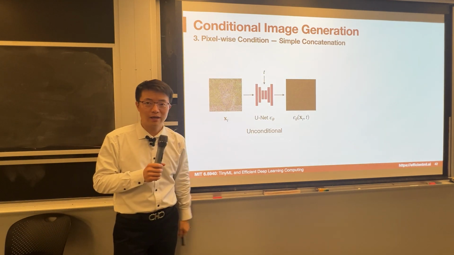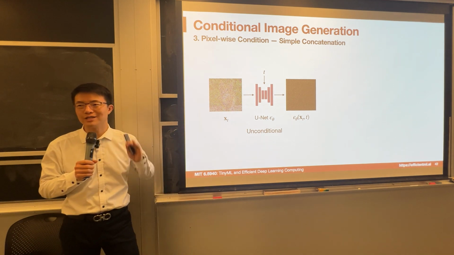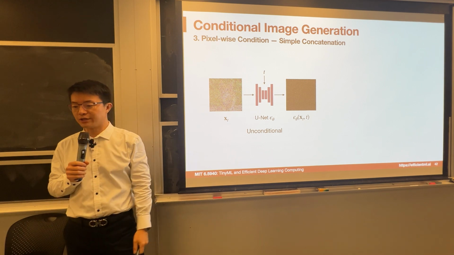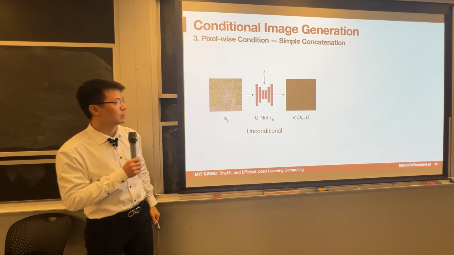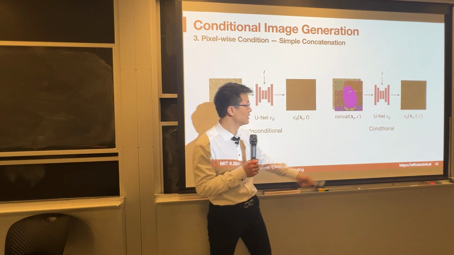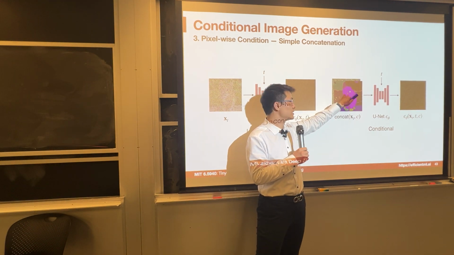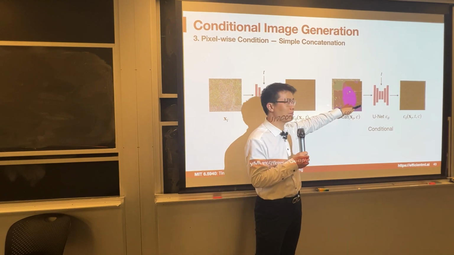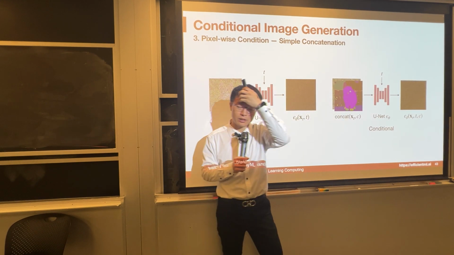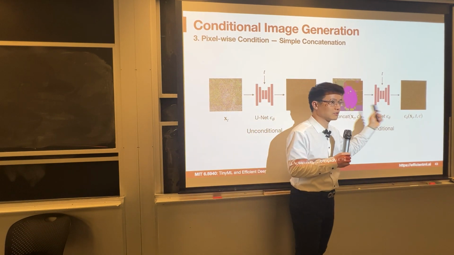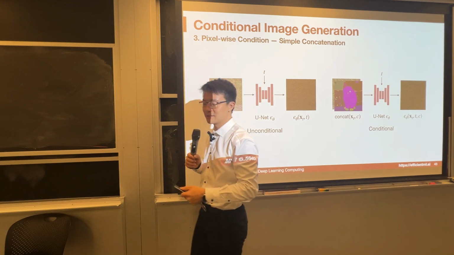Okay, so the last type of how to inject a condition is by using this pixel-wise condition. A very intuitive way, for example, if we want to generate a cat that looks like this in this position, we can just put the segmentation map concatenated with the noise, okay, and try to predict the noise. Very simple, just concatenate.